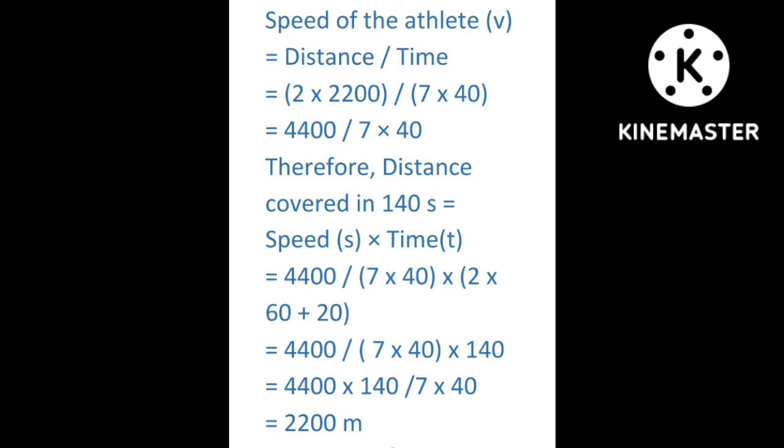Now we can find the distance covered in 140 seconds. So that will be equal to speed into time. We have the speed as 4400 divided by 7 into 40, so that into time. Time is given as 140 seconds. So that will be 4400 divided by 7 into 40 into 140. So that we can write as 4400 into 140 by 7 into 40. So that will be 2200 meters.